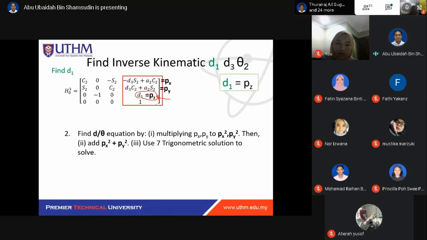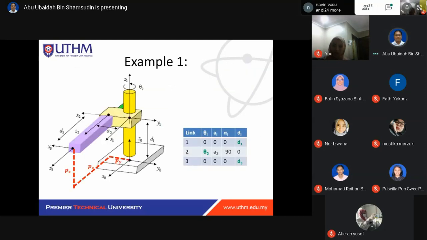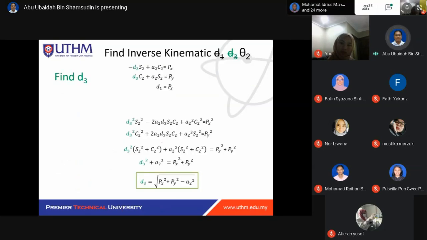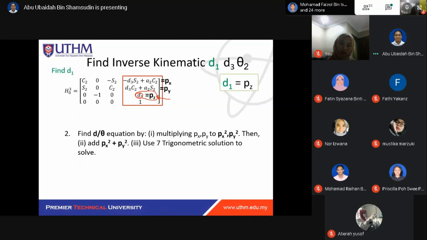Kita yang bagi berapa Pz. So if the Pz is maybe 0.5 meter, so d1 motor will move 0.5 meter up. So let's see on this picture here. Pz is equals to d1. So if Pz is 0.5 meters, so the d1 will also become 0.5 meters. So we can solve the inverse kinematics for d1. Senang kan? Okay. This one we already solved d1.